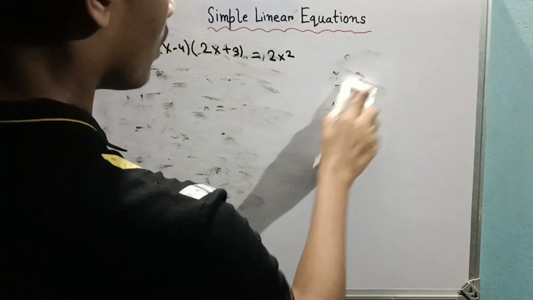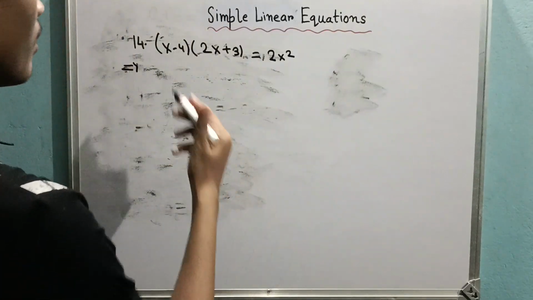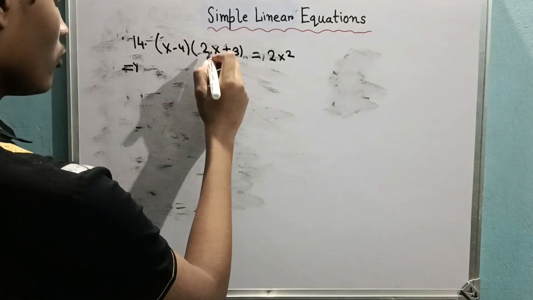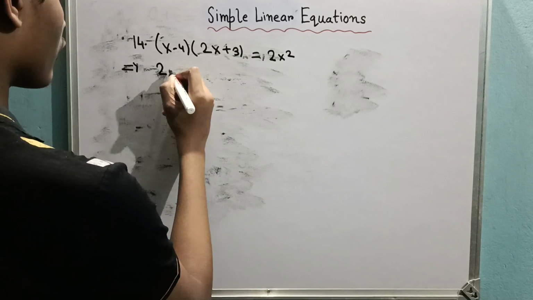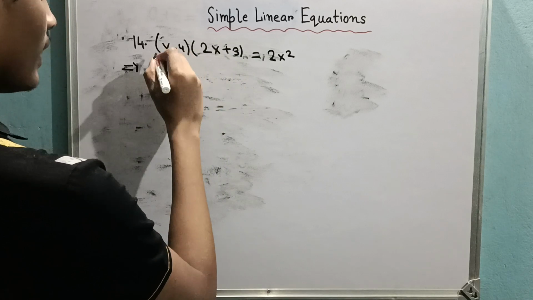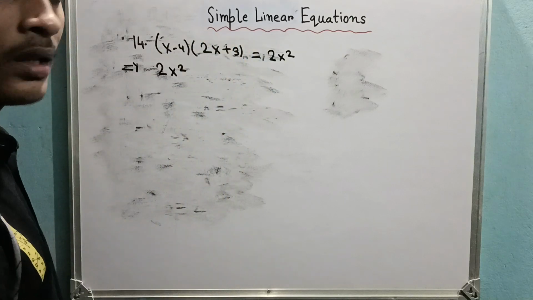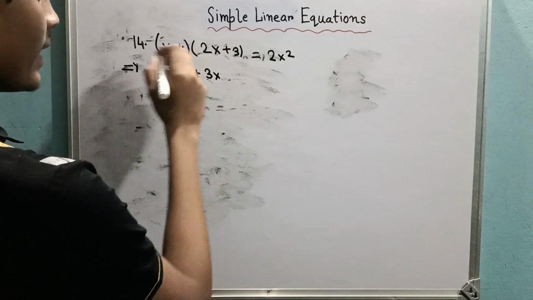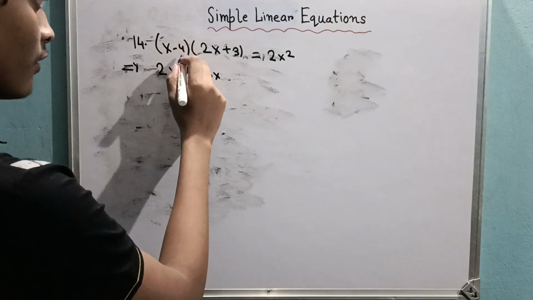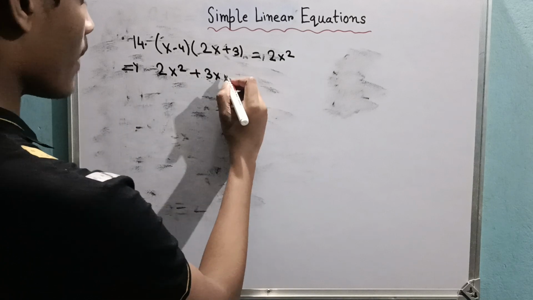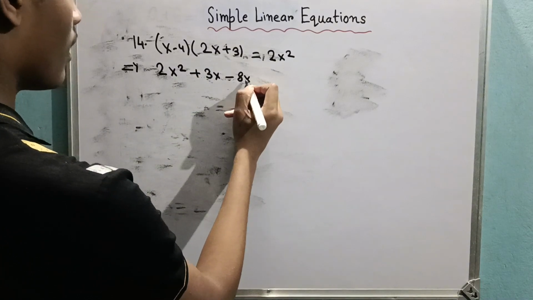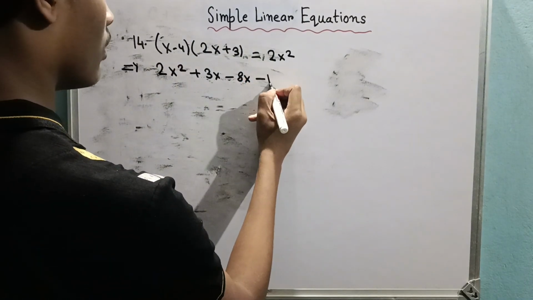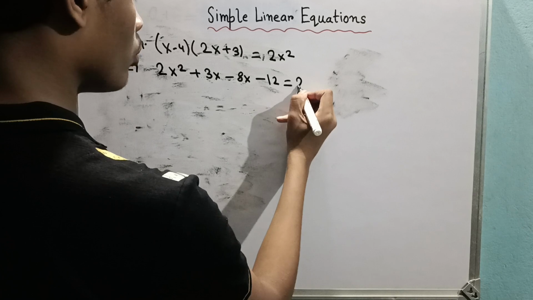So here, let's see how we can multiply this. First of all, let's multiply this x with this 2x. So x into 2x, what will it be? 2x square. And then x into plus 3 will be equal to plus 3x. Now here we have minus 4. So minus 4 into 2x, what will it be? Minus 8x. And minus 4 into 3 will be minus 12, equal to 2x square.